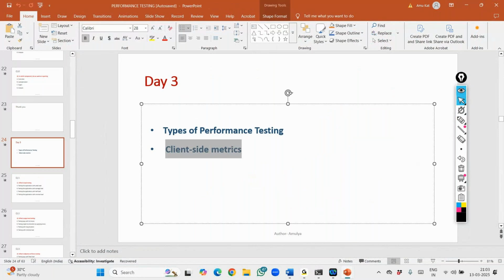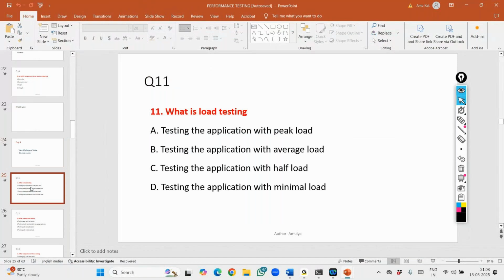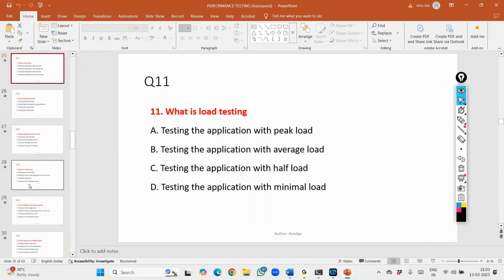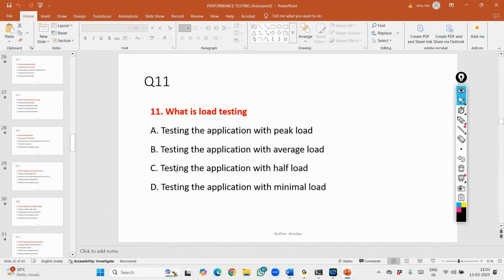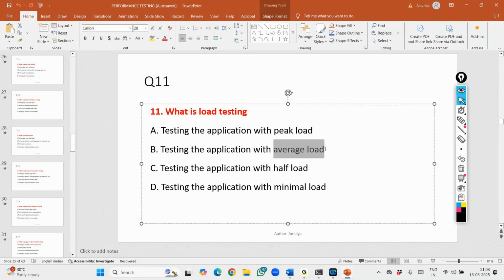Okay, we'll go ahead with client-side metrics later. So just have a look at these. We'll just go with 5 to 10 questions here. You can unmute yourself and let me know the answers. What is load testing? A, B, C, or D? Peak load, average load, half, minimal. Peak load, yes. So when you talk about load testing, it is with peak load.